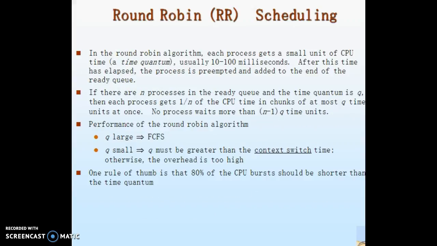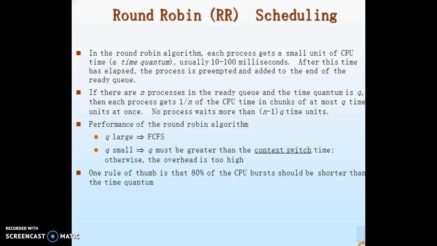Last type is round robin scheduling. In the round robin algorithm, each process gets a small unit of CPU time, usually 10 to 100 milliseconds. After this time has elapsed, the process is preempted and added to the end of the ready queue. If there are n processes in the ready queue and the time quantum is q, then each process gets 1/n of the CPU time in chunks of at most q time units at once. No process waits more than (n-1)q time units.